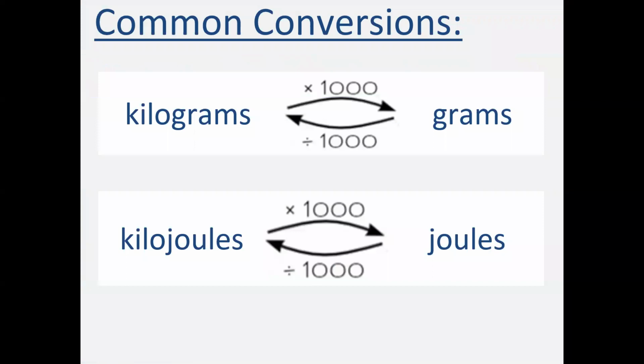So common conversions that you might need to make in the exam would include turning grams back to kilograms. So to convert grams to kilograms, you would divide by 1,000. Similarly, you might need to convert kilojoules to joules. And to convert kilojoules to joules, you would multiply by 1,000.